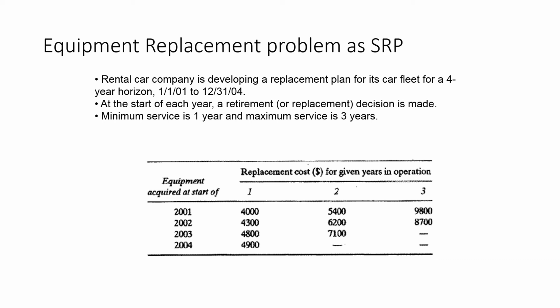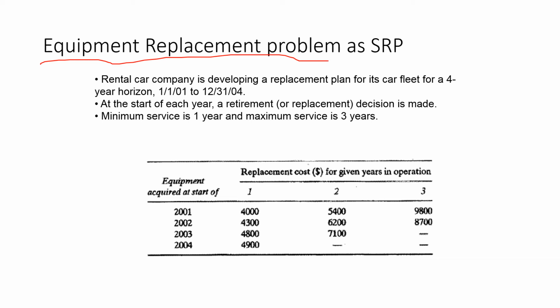Okay, we will look at two different applications of the shortest route problem. One application is called the equipment replacement problem, and the other is called the most reliable route problem. Starting with the equipment replacement problem, there's a rental company that would like to develop a replacement plan for its car fleet for the next 4 years.